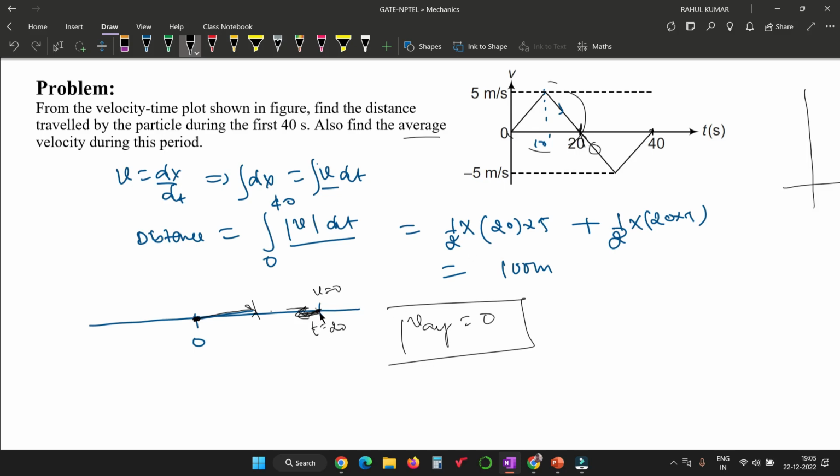Initially from 20 to 30 seconds the velocity is increasing, but after that its velocity again starts decreasing and it reaches this point. So 0 to 10, 10 to 20, 20 to 30, and 30 to 40, and again it is reaching the origin. So what is the change in position? Initially it was at the origin and finally it was at the origin. So the change in position is 0. That's why average velocity is 0.